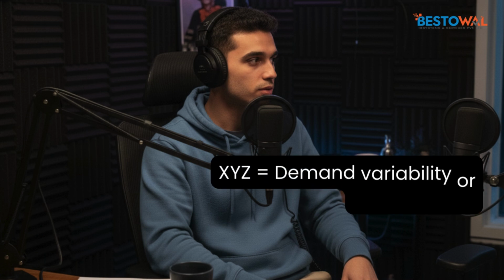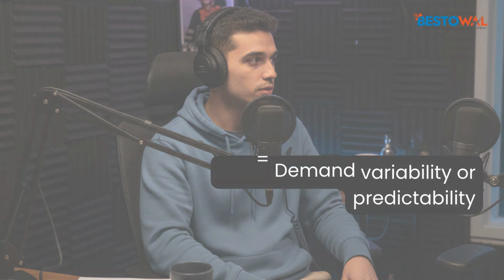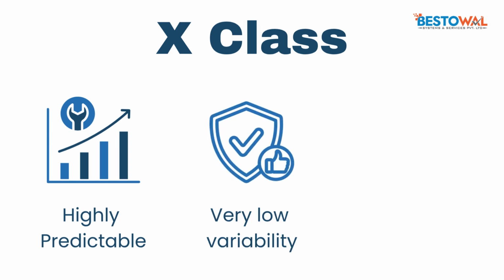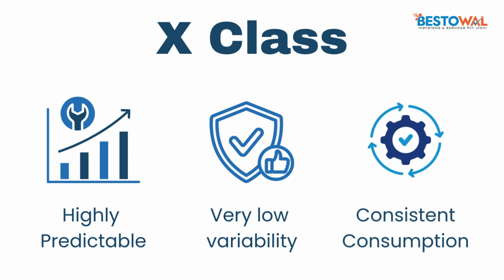Now, the other side, XYZ, you said this is about predictability. Less about cash, more about headaches. Yeah, you could put it that way. It's all about demand variability. How much does the demand jump around? Can we actually predict it? So X-class would be the easy ones. The dream items for planners, yeah. Highly predictable, very low variability. Think staple goods, consistent consumption, smooth sailing.